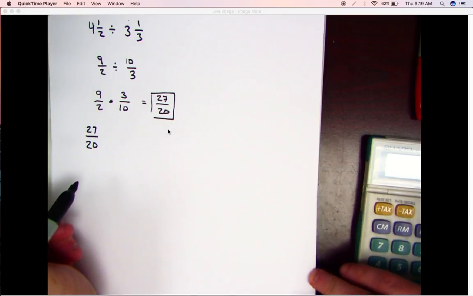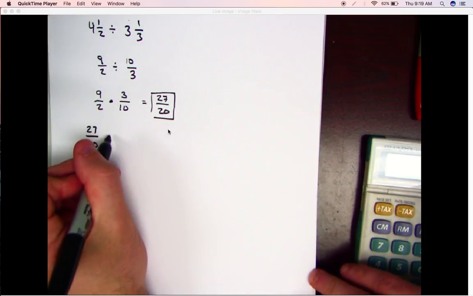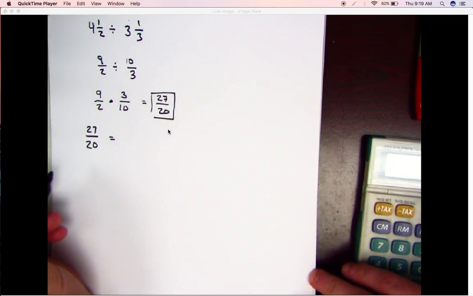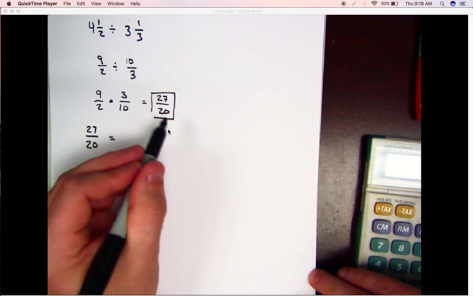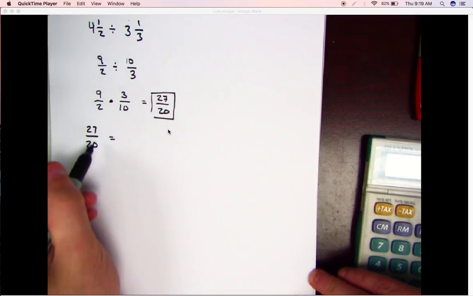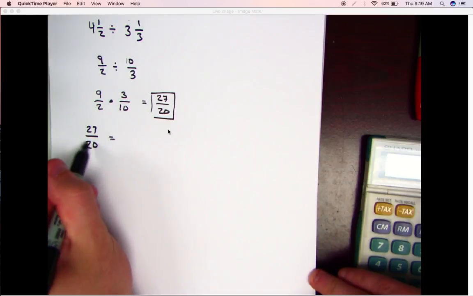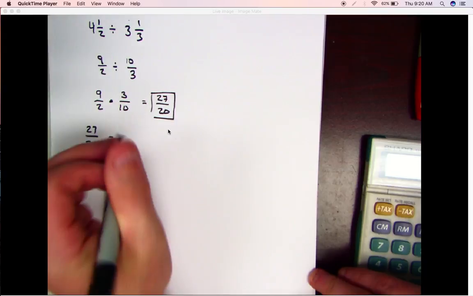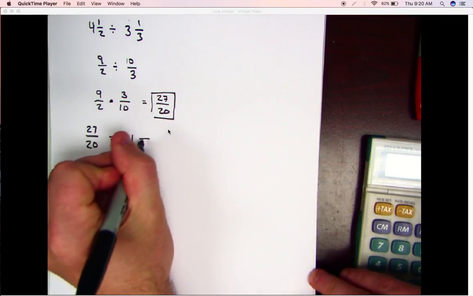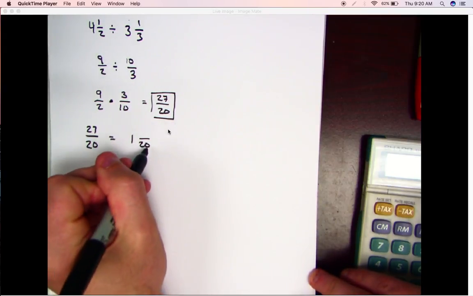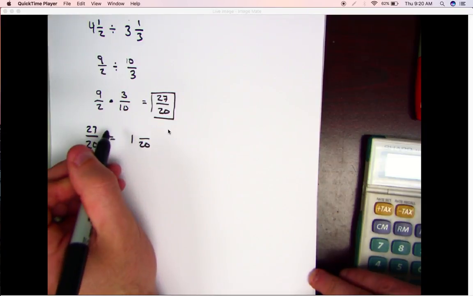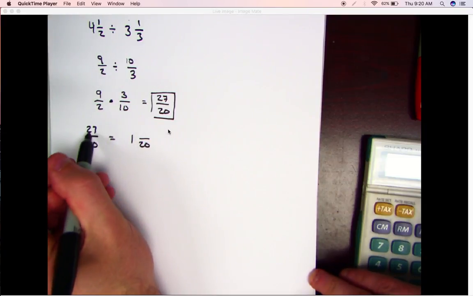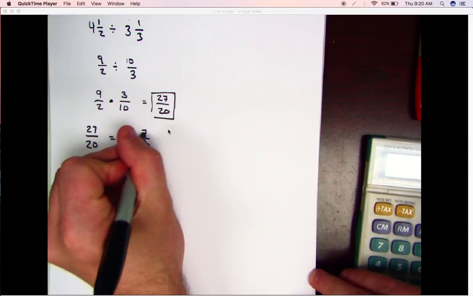Okay? So basically, how many times can 20 go into 27? Okay, how many times does this number on the bottom go into 27? Well, it can only go into it once. So 1 times 20 is 20. Now, how much more do I have left to get to 27? Well, then I have 7.